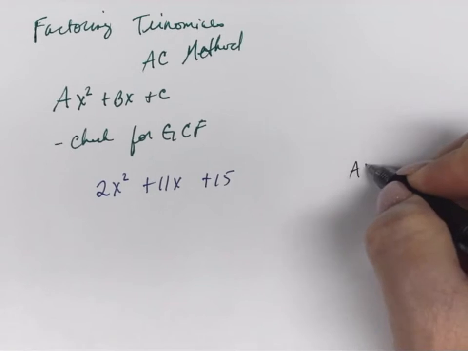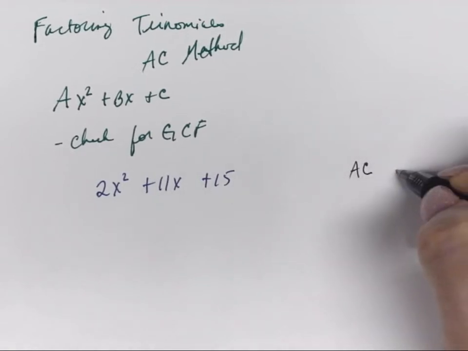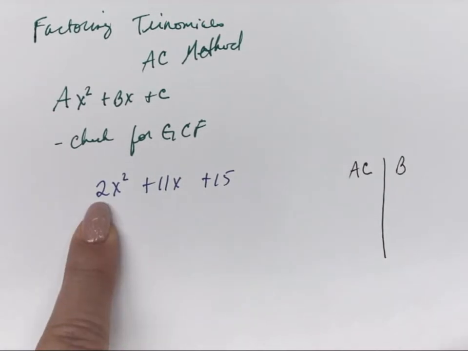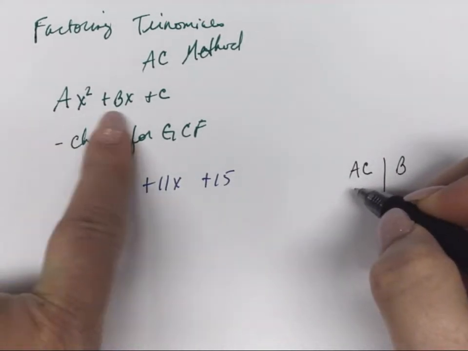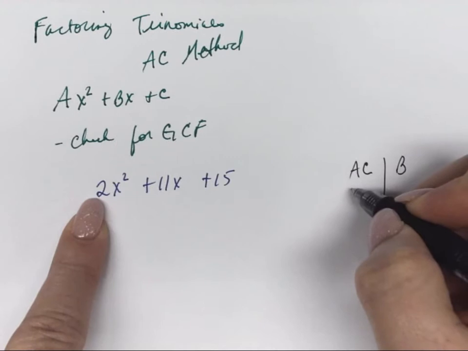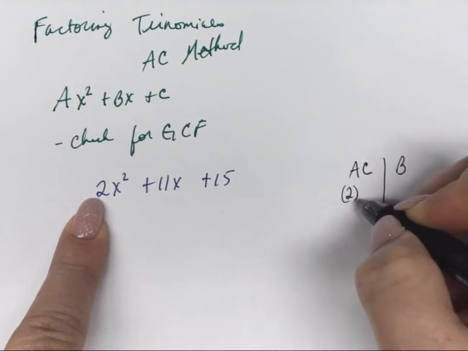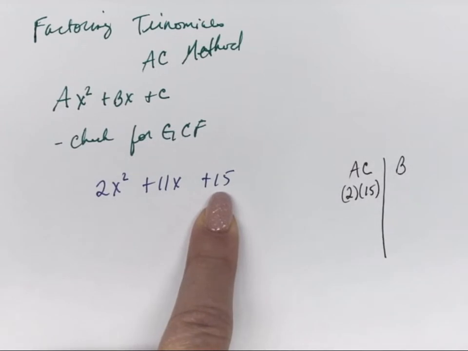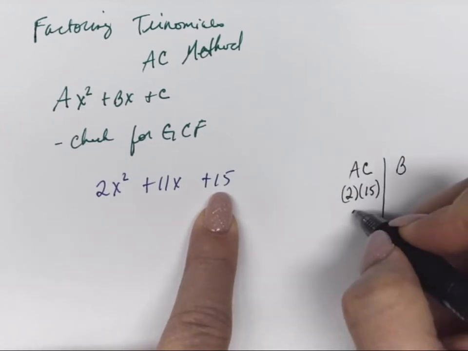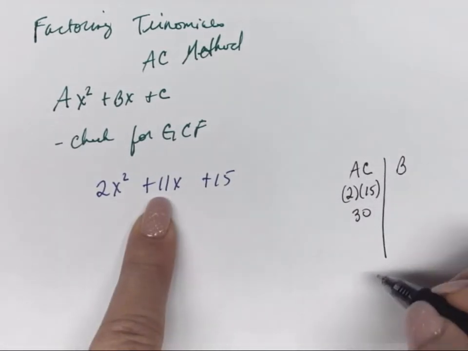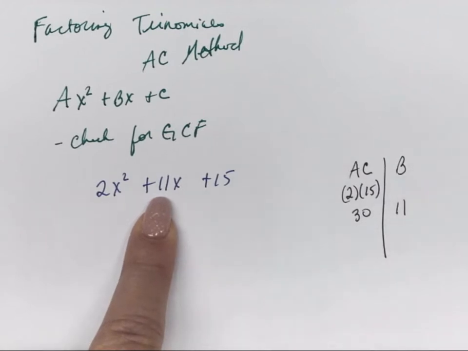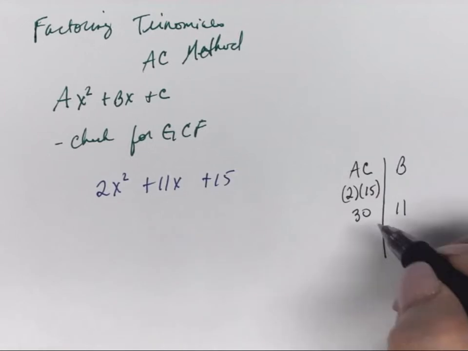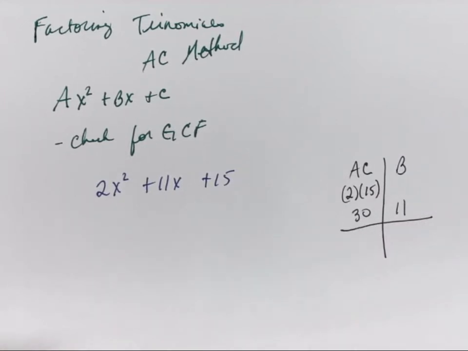So for the AC method, you take A times C and you find the B. So our A is 2, looking at our equation up there. So 2 times our C, which is 15. 2 times 15 will get us 30. And the B is an 11. The signs are important. On this one, we only have positive signs. We don't have to worry about the signs. But we'll discuss those as we go.